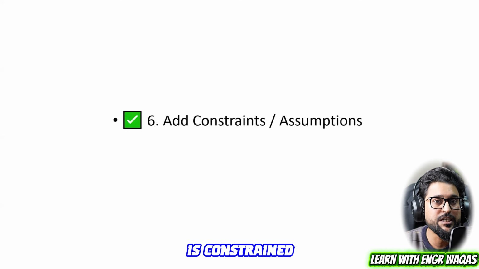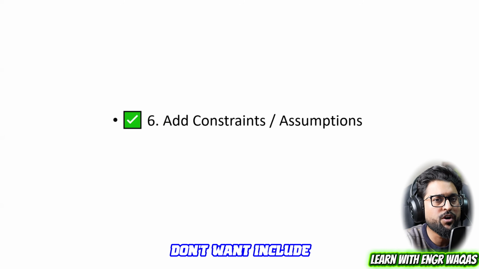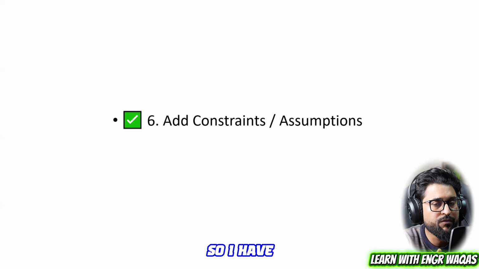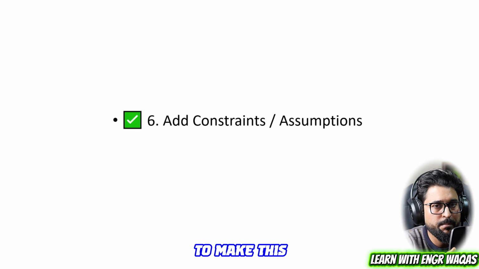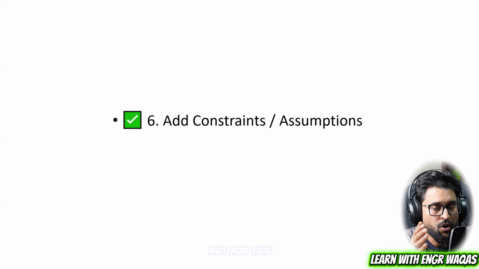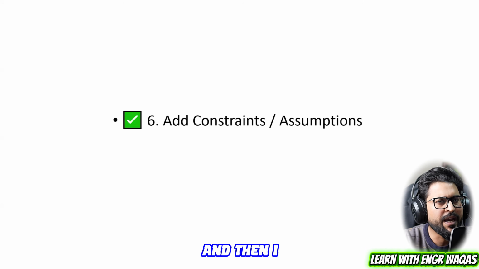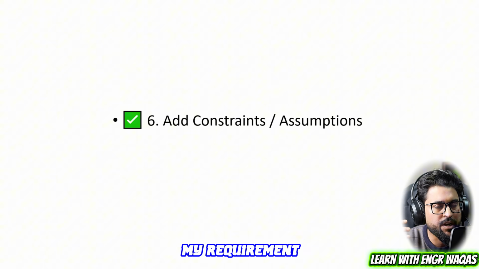The sixth one is constraints. There are many things I don't want included in this data, so I have to tell ChatGPT I don't need this type of pattern. I can set up a rule that you have to follow this constraint and not add this kind of data. And then I can give my assumptions as per my requirement.